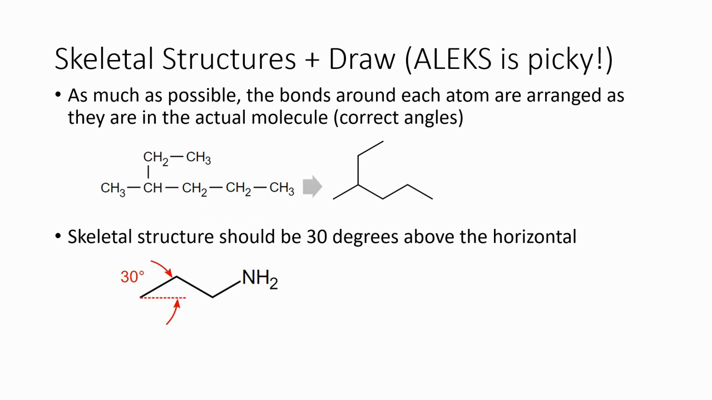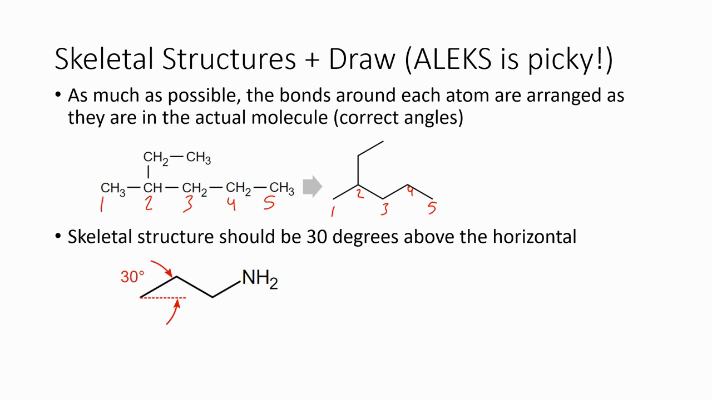Okay. All right, so Alex is going to make you draw a few skeletal structures, and it's really picky. So here are some tips. As much as you can, you want to make it look like the structure they give you. So this is pointing up. I'm going to try to make that pointing up. And then the other thing you can do is you can count these carbons. 1, 2, 3, 4, 5. 1, 2, 3, 4, 5. And so that can help you figure out where your carbons need to go.